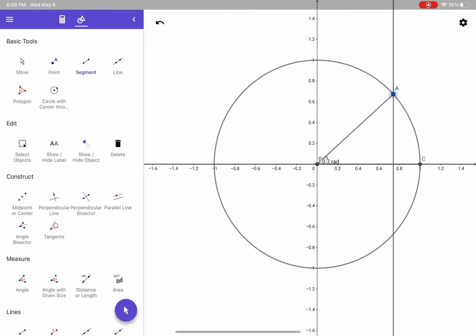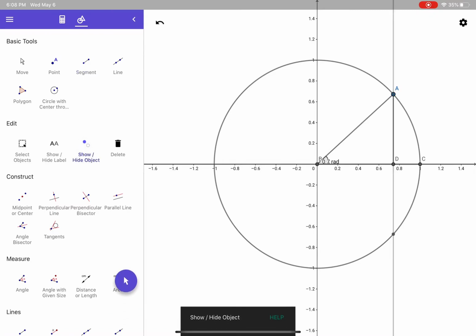And I'm only going to focus on one piece. I'm going to focus on just the height of that triangle, which is the y-coordinate. It's the only part that I care about just for the sake of this. And let me hide some stuff here. Let's hide this line. Okay, let me go back over there.